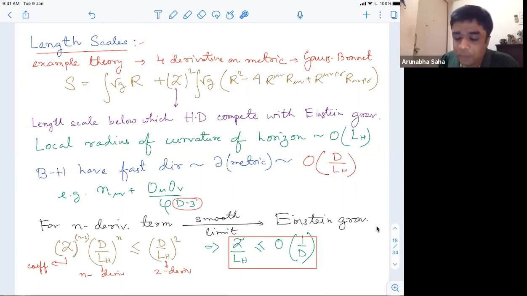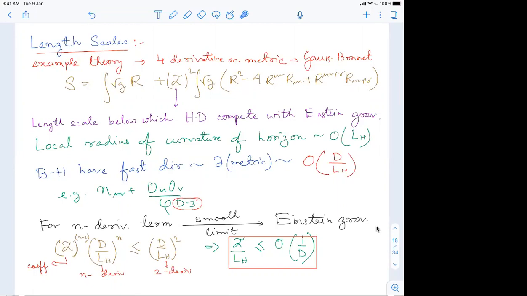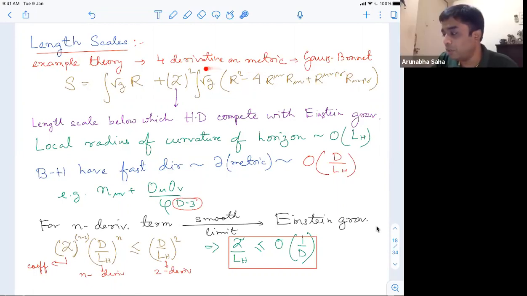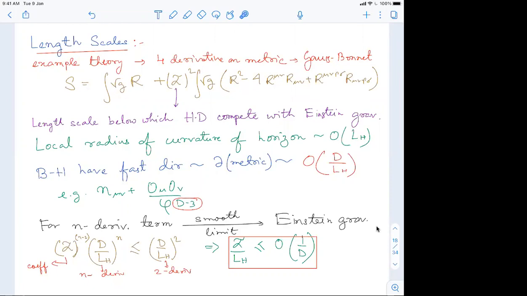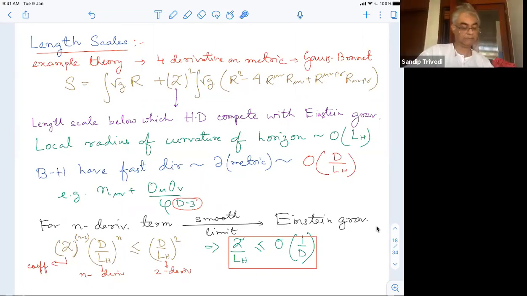At finite D, there may be a constraint. For example, if you consider a very large alpha, then even there these terms will dominate over this, right? Sorry, and Arunabha, you want this inequality to be saturated if the leading order membrane equations are going to be modified, right? Yes. Thank you.